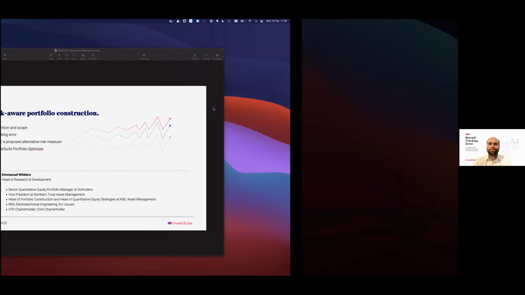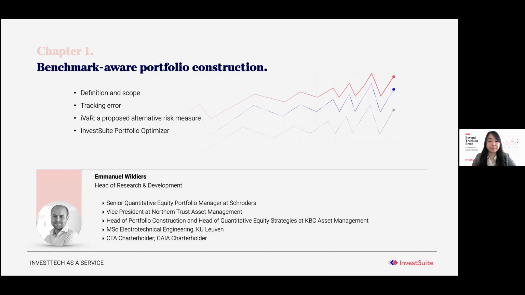Just share my screen. Good morning, everyone. So in the next few minutes, I'll explain what we mean exactly when we talk about benchmark-aware portfolio construction. I'll zoom in on the use of tracking error as a metric to measure and optimize benchmark relative risk. I'll also talk about a drawdown-based risk measure, IVAR, which we developed here at InvestSuite and which we believe is a more effective risk measure than tracking error. And finally, I will present Portfolio Optimizer, which is the InvestSuite framework for quantitative portfolio construction. After I'm done, Martin will take over and demonstrate what all of that means in practice.